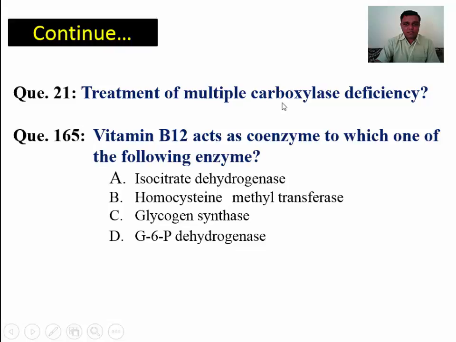Again, the treatment of multiple carboxylase deficiency: I have already told you all the carboxylation is by biotin, so you can treat it with the help of biotin. Now, vitamin B12 acts as a coenzyme to which one of the following enzymes? Again, I told you in the table, that is methyltransferase. So the answer is homocysteine methyltransferase.